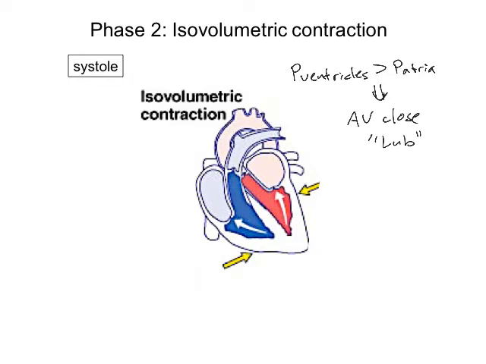So the ventricles are contracting and pushing on the blood, but the blood can't go anywhere yet because the AV valves are closed and the semilunar valves are also still closed. They were closed as well in phase 2. Okay, so the blood isn't going anywhere, and so the volume is not changing in the ventricles. That's why we call it isovolumetric contraction. This is just a very short phase before the semilunar valves open. We can say that this also is the beginning of the QRS wave in the ECG, because remember that represents the ventricles depolarizing.